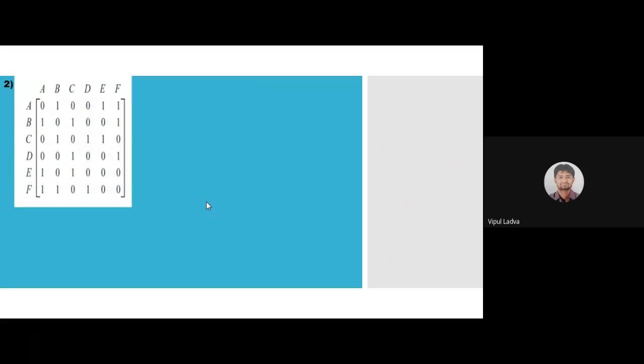Let's try one more. Now I'm giving you the label of the vertices. This is your adjacency matrix. Quickly give me a graph related to this. Now I have fixed the vertices, look, A B C D E F only.